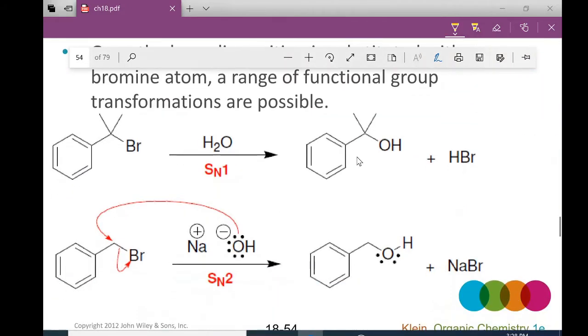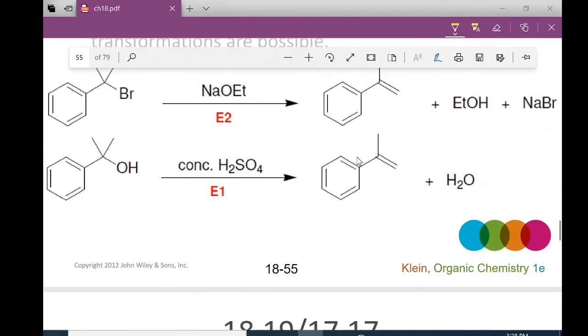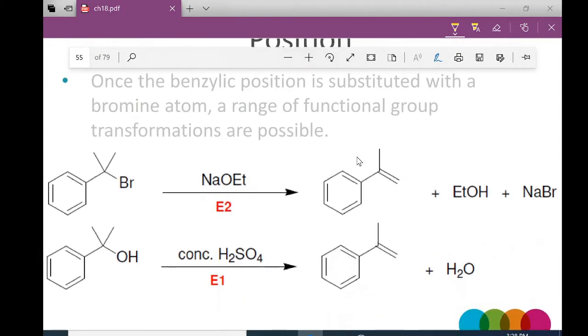Okay, and you've seen a lot of these different reactions, so I'm not going to go into a lot of detail here. With water, you can get an SN1 reaction, giving us an OH group here. With hydroxide, you can get an SN2 reaction, substituting bromine for, say, hydroxide. Okay, and we can go on with a strong base. We can get an elimination reaction by E2, or with sulfuric acid, we can get an elimination as well. So you've seen all of these reactions before, so I'm not going to go into a lot of details on that.